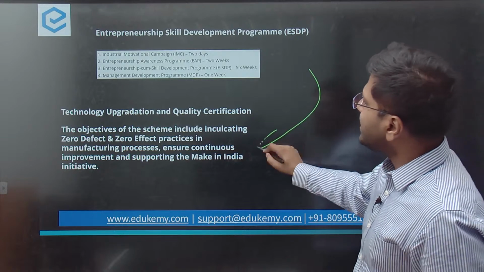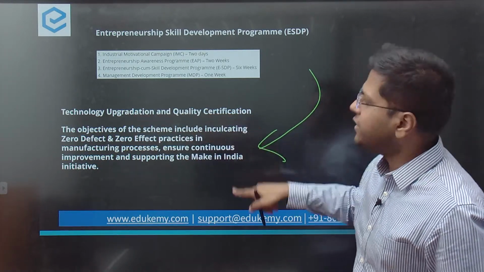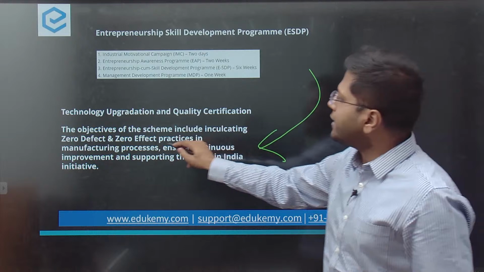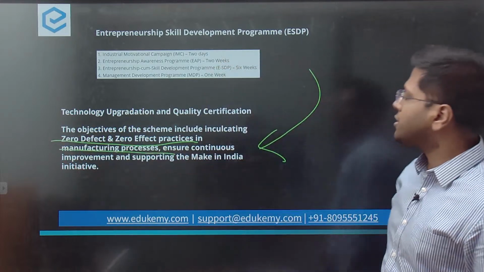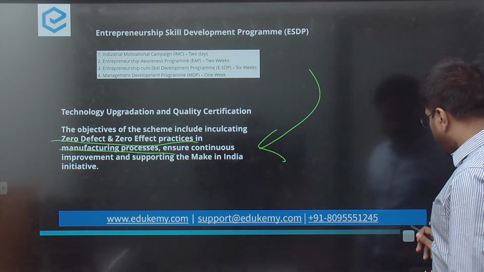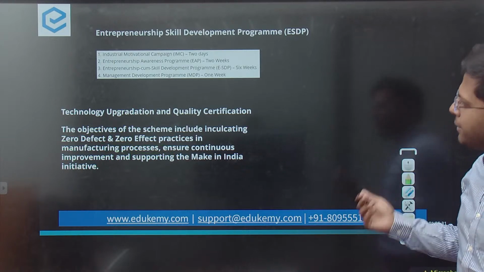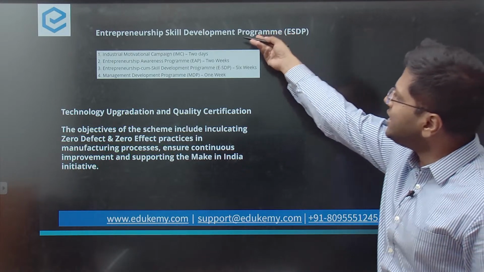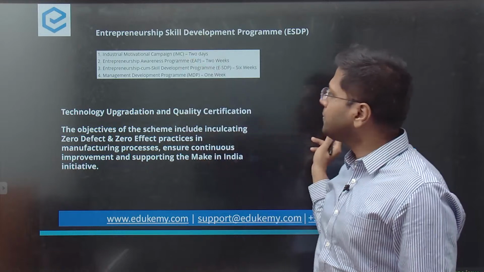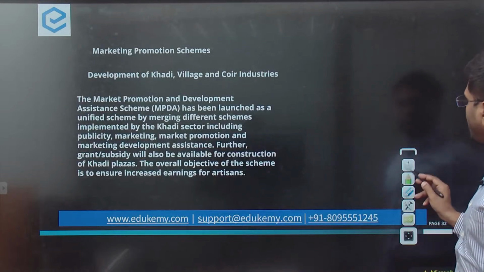The objective of the scheme, technology upgradation and quality certification, is to inculcate zero defect and zero effect in practice and manufacturing process, ensure continuous improvement, and ensure that Make in India and Make for the World happens, right? So note these names. These names are very important, right? Just the names and what it means.